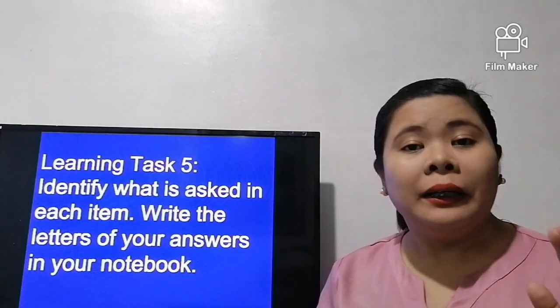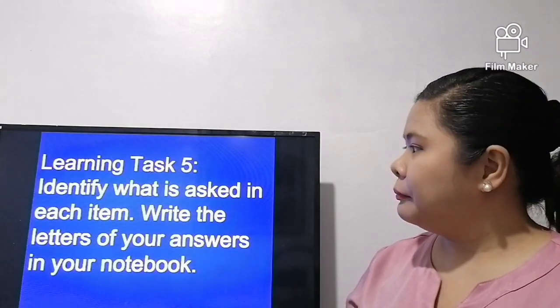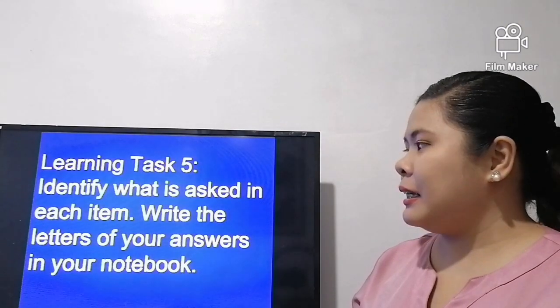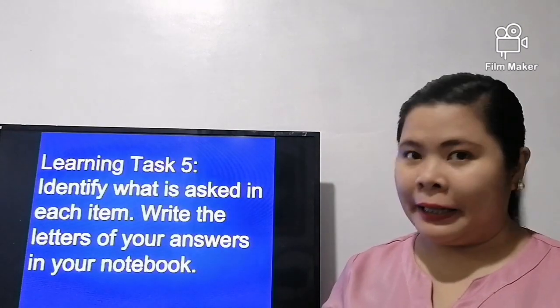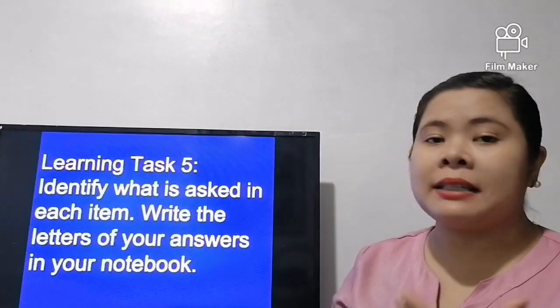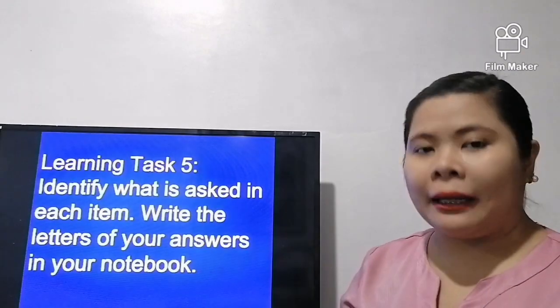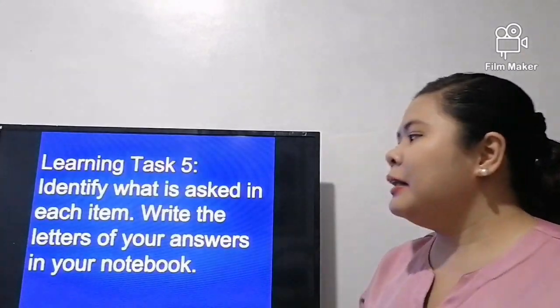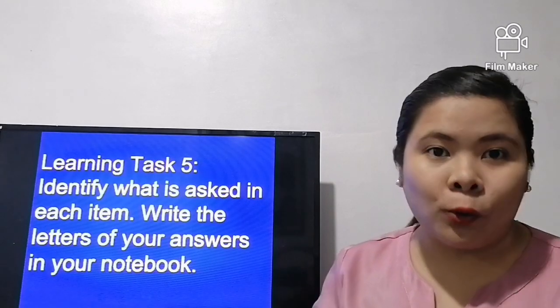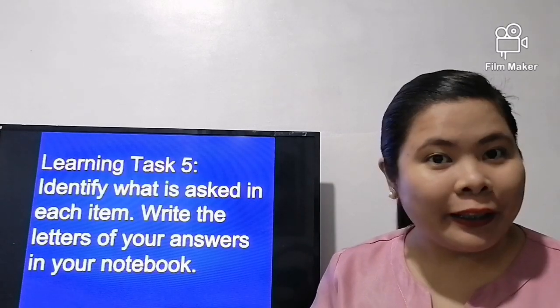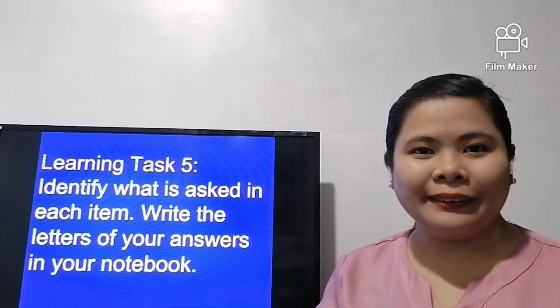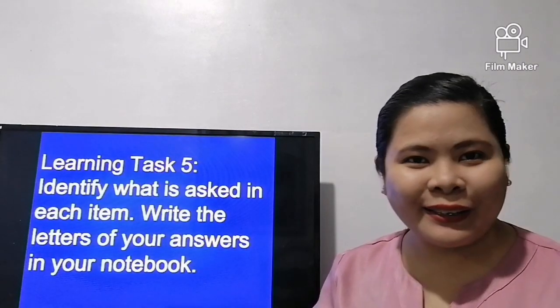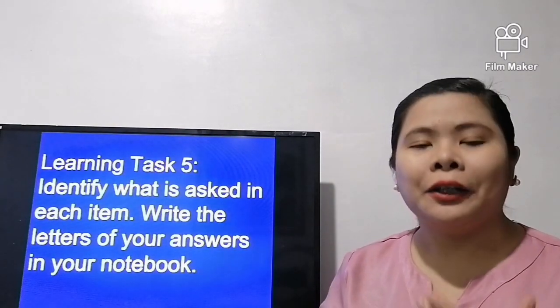So our learning task 5, identify what is asked in each item. Write the letters of your answers in your notebook. Letters only. No, letters only in your notebook.